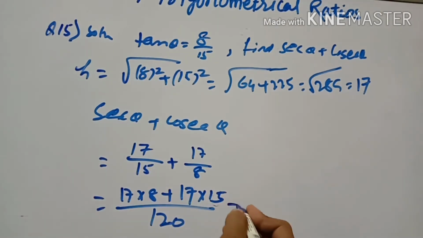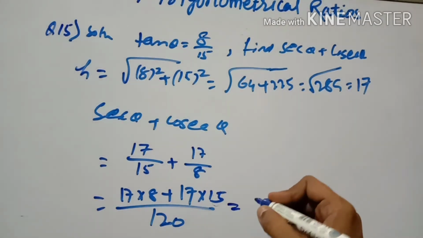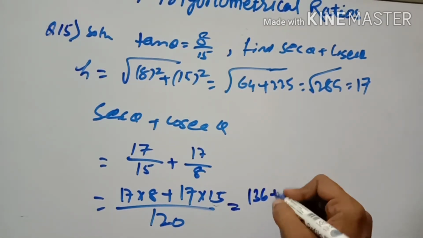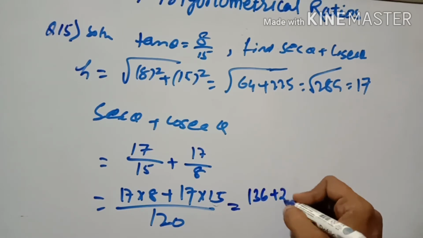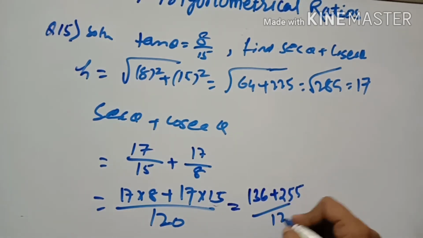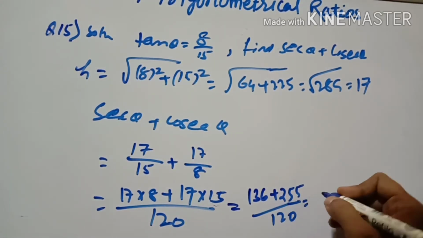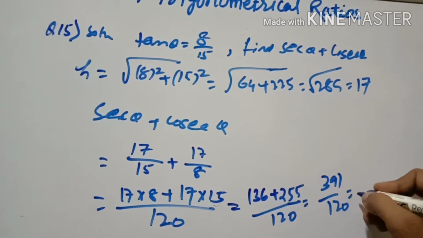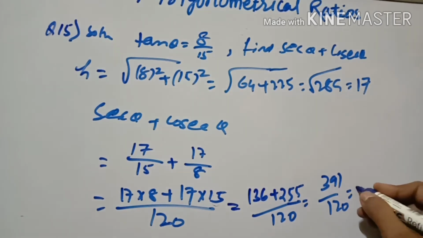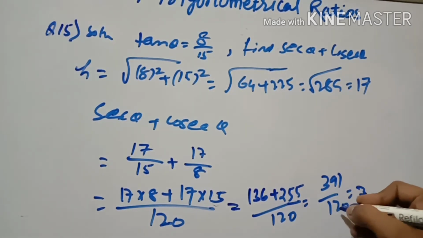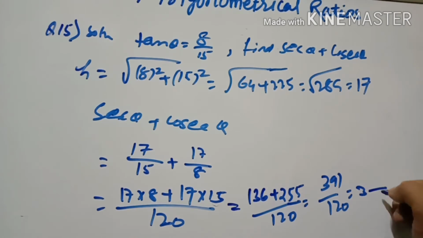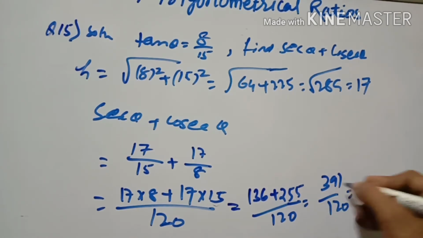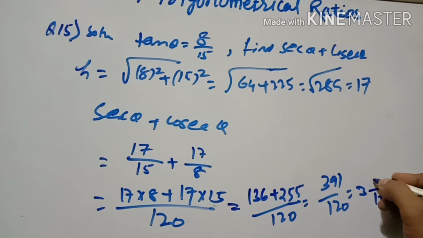So this is 17 into 8 means 136, and this is 255, by 120, means 391 by 120. Now find out in a mixed fraction way. So 3 whole, because 360 and down 120, it will be minus, so 31 will come. So this is your required answer.